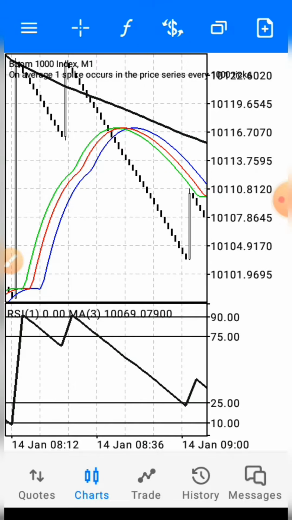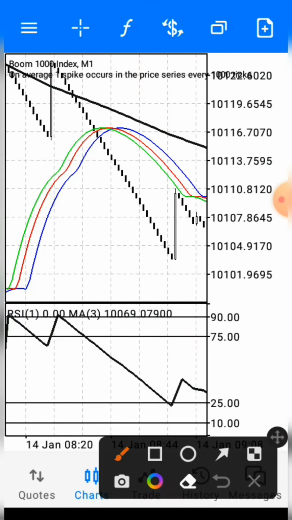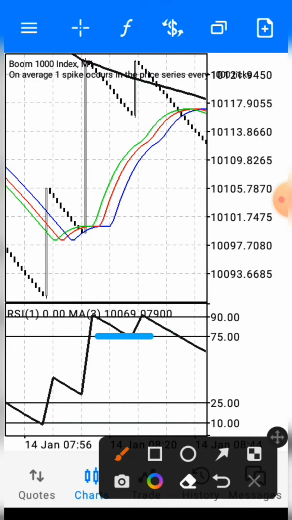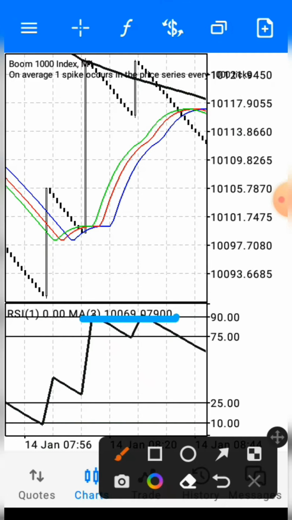So for our first entry, what we need to do is to wait for your RSI to get to the 90 level. It needs to cross this 75 and you see it touching this 90 level. This is the sell zone. It needs to be in this zone. When you see it touching the 90 level like this, that is indicating a strong sell. A very strong sell.